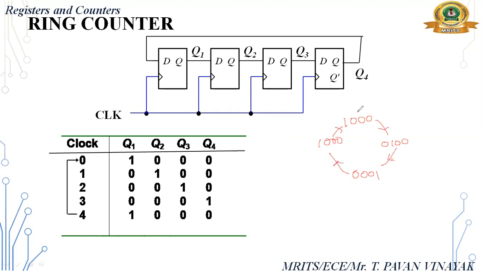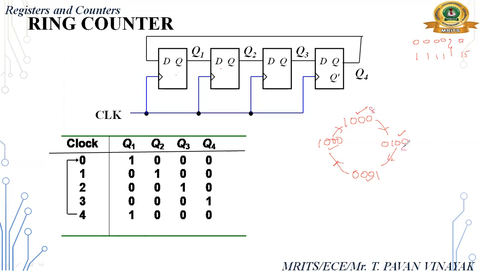How many states are useful? For a 4-bit counter, how many values are possible? 0000 to 1111, four ones, which means 0 to 15. In this ring counter, what are the possible states?